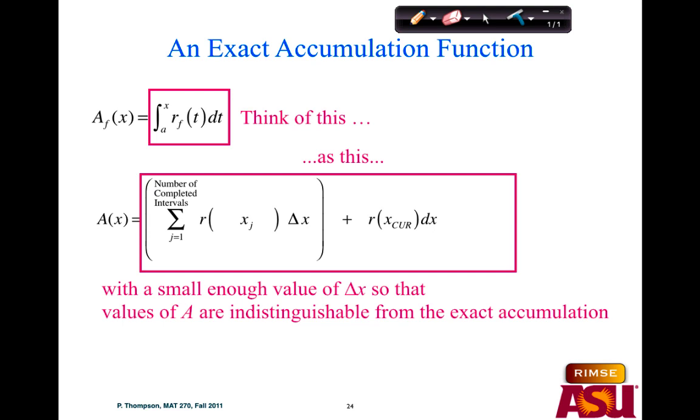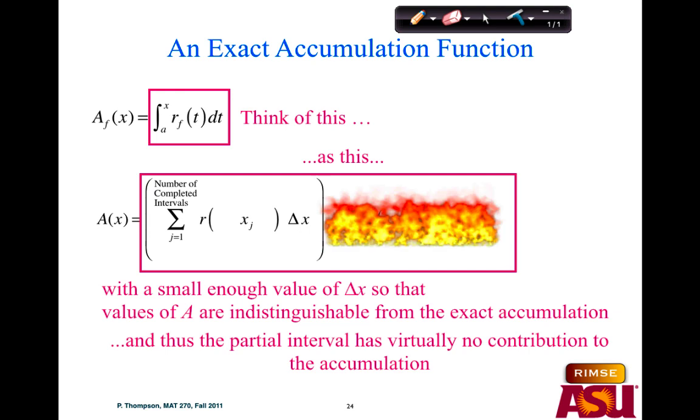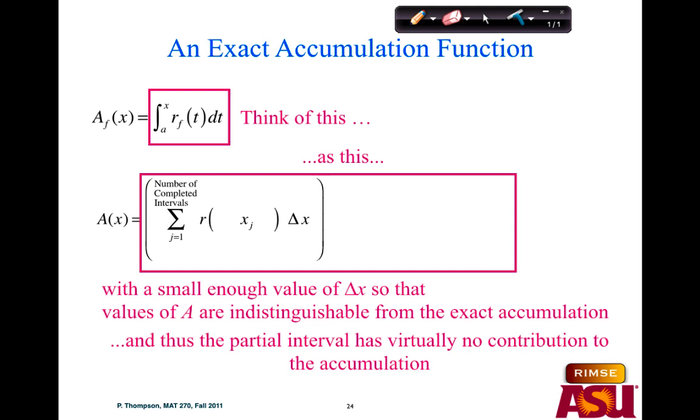And so when that's true, what happens to the accumulation due to the partial interval? It has virtually no contribution to the accumulation. So watch, ready? But that's only when delta x is small enough, right? If delta x is big, then that partial interval is important. It makes a difference. But when delta x is small, it just doesn't make a difference anymore. So we think of the integral notation as this summing up m dx plus m dx plus m dx plus m dx when the delta x is really small.